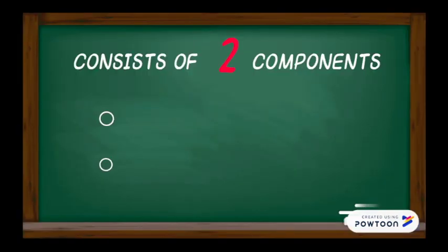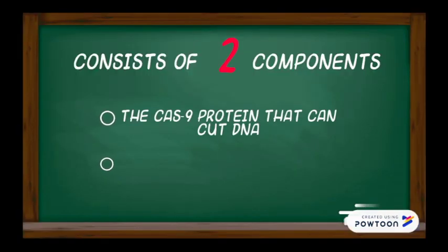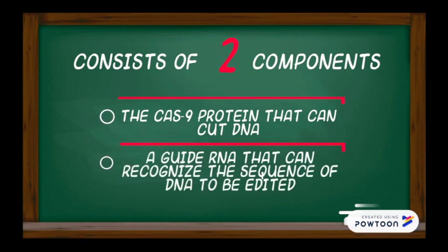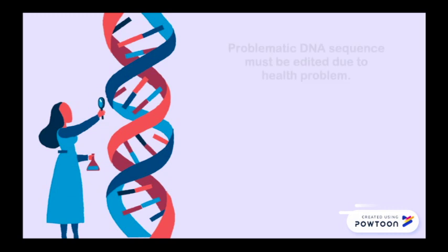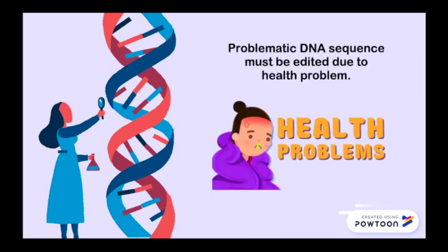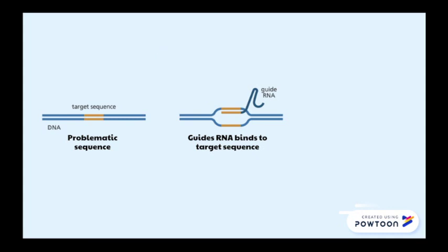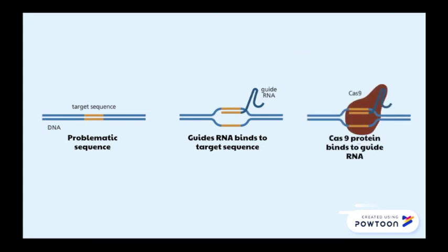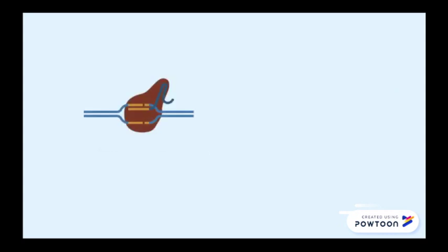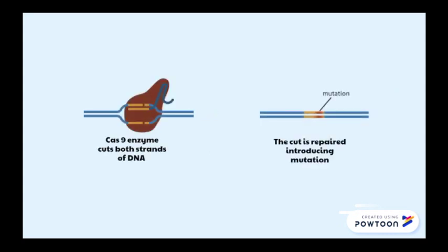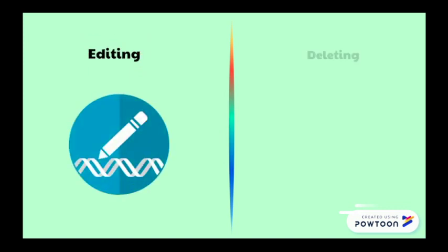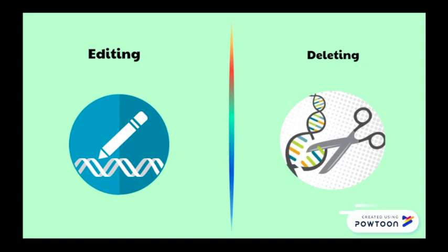CRISPR consists of two components, the Cas9 protein that can cut DNA and the guide RNA that can recognize the sequence of DNA to be edited. To use it, scientists look for the problematic DNA sequence which must be edited because it is causing a health problem. Then, scientists will create a specific guide RNA which recognizes that sequence in the problem region of the DNA. The guide RNA is then attached to the Cas9 component. This Cas9 and guide RNA complex is then introduced to the target cells. Once inside the target cells, the complex locates the specific problem DNA sequence and cuts it. From here, scientists can edit the existing genome by adding new sequences, modifying the sequences, or deleting the sequence.